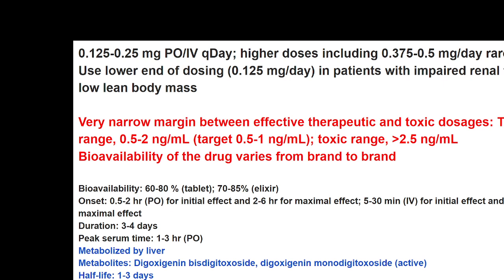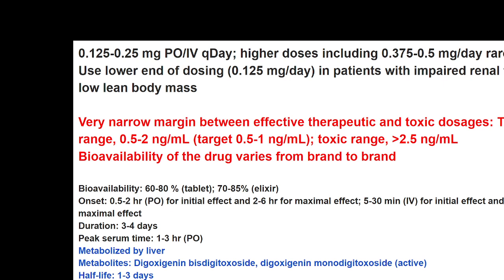Another quite important issue is that the biological half-life of the drug is 1 to 3 days. When digoxin is given for a long duration, there could be accumulation of the drug, and that accumulation can result in a higher concentration which can even reach the toxic range. Though the dose is the same and a lower dose is given, there is a possibility.